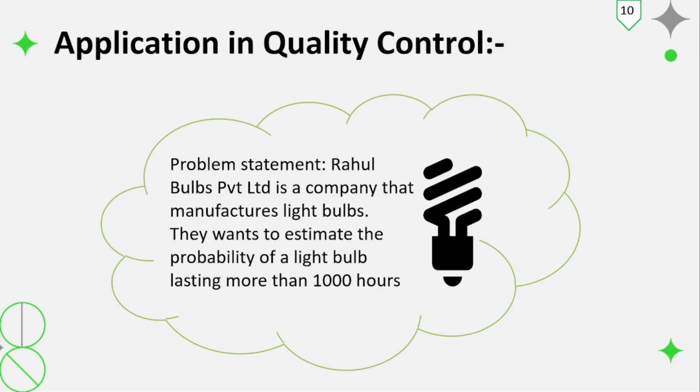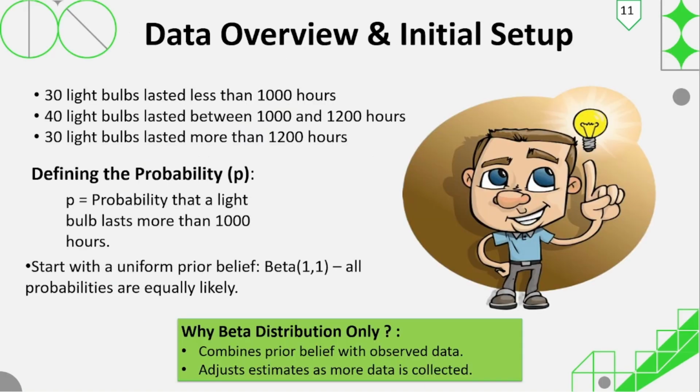Suppose Rahul Bulbs Private Limited manufactures bulbs and wants to estimate the probability of a light bulb lasting more than 1000 hours. He conducted an experiment in which 100 bulbs were blown up: 30 bulbs lasted less than 1000 hours, 40 bulbs lasted in the range of 1000 to 1200 hours, and 30 bulbs lasted more than 1200 hours.